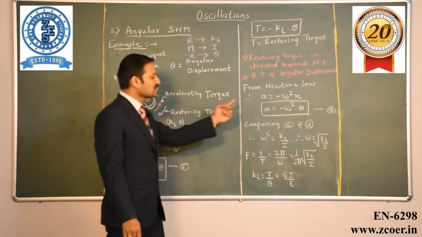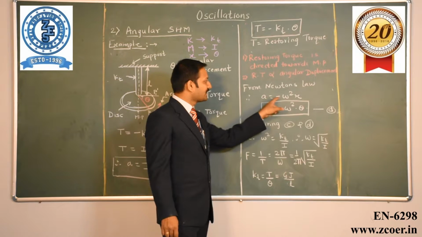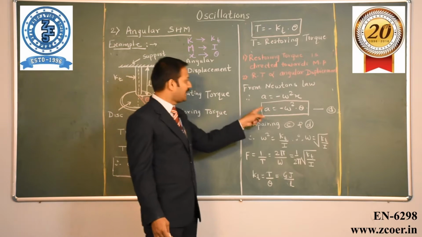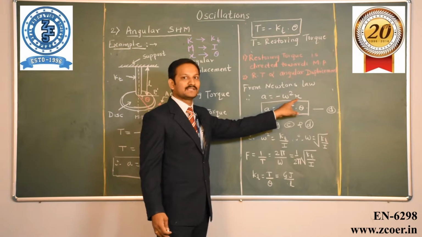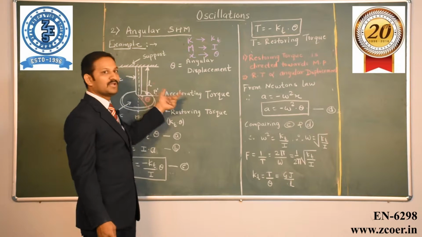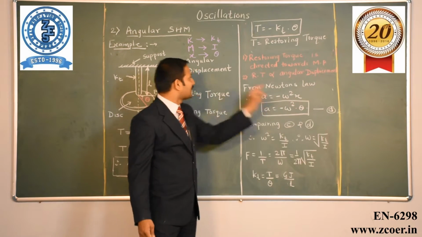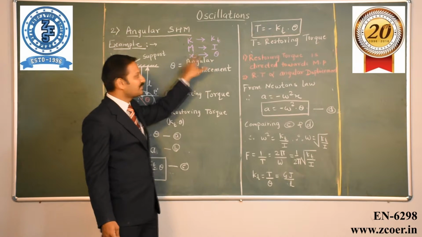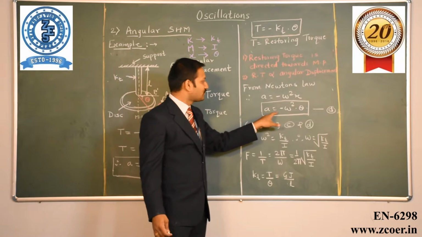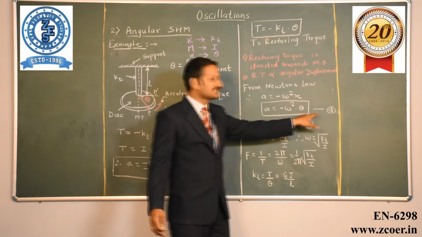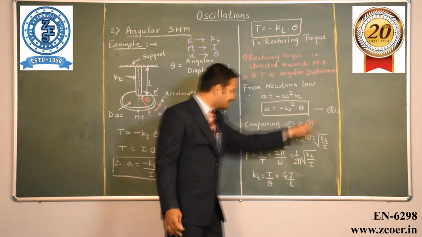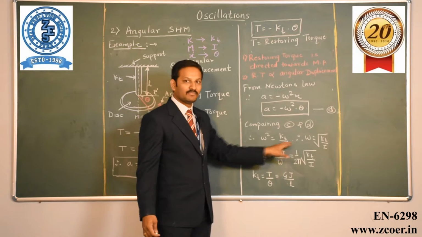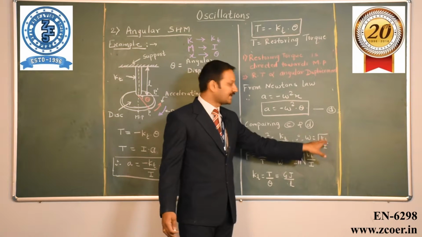Now, according to Newton's law, we have a is equal to minus omega square x, which we have discussed in linear simple harmonic motion. As this is an angular simple harmonic motion, x is replaced by theta, because this is linear displacement and this is angular displacement. So, a is equal to minus omega square into theta, let this equation be D. On comparing C and D, what you will get, omega square is equal to Kt upon I. That is, omega is equal to under root Kt upon I.